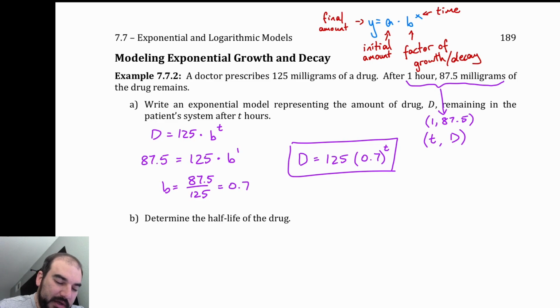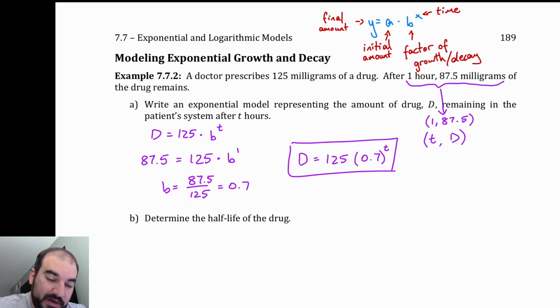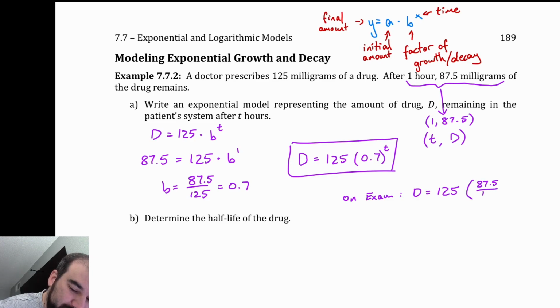If you don't have a calculator, you can just replace the 0.7 with 87.5 over 125. You can just put that in there for your answer and leave it as that. So on an exam, you would say d is equal to 125 times 87.5 divided by 125 to the t power.